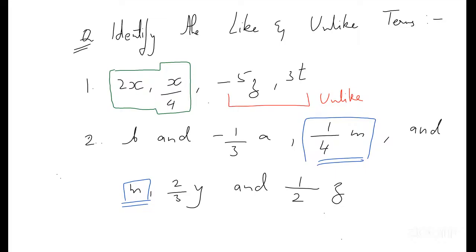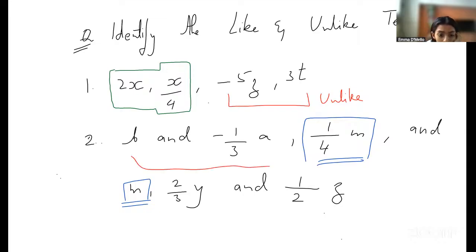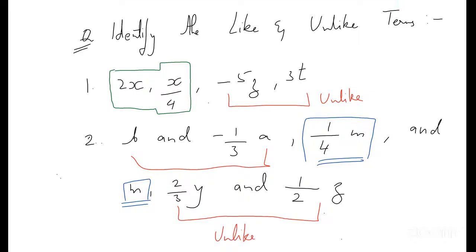And what are unlike ones now? Ma'am, b, minus 1/3a, 2/3y and 1/2z. Yes. b and minus 1 by 3a, 2 by 3y, and 1 by 2z are all unlike terms. Okay. Now got the difference between like and unlike terms?